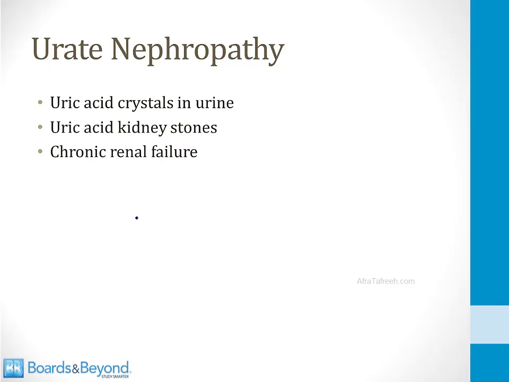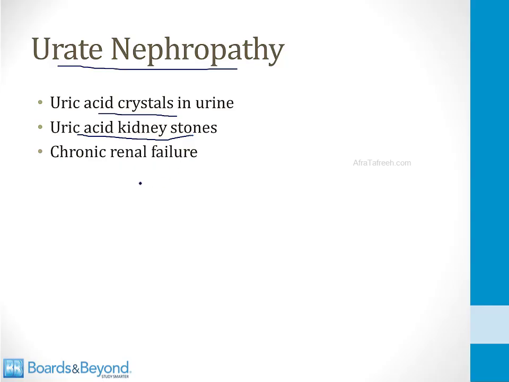Long-standing gout can lead to kidney problems. This is called urate nephropathy or gout nephropathy, and there are many different kidney problems that have been described in patients with gout, but they all relate to the deposition of uric acid crystals in the urine. Two of the complications you should definitely be aware of are that patients with gout can develop uric acid kidney stones. This is a rare type of kidney stone, and I talk about it in detail in the renal section, but just know that patients with gout can develop uric acid kidney stones.